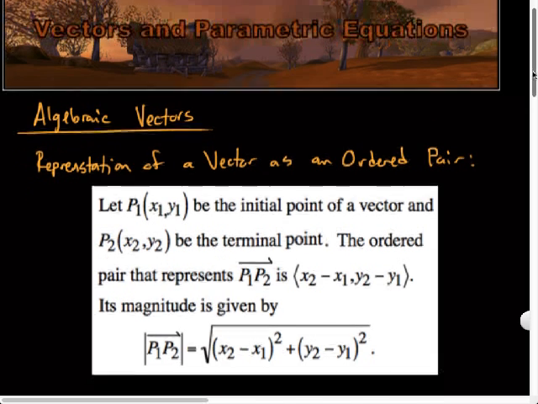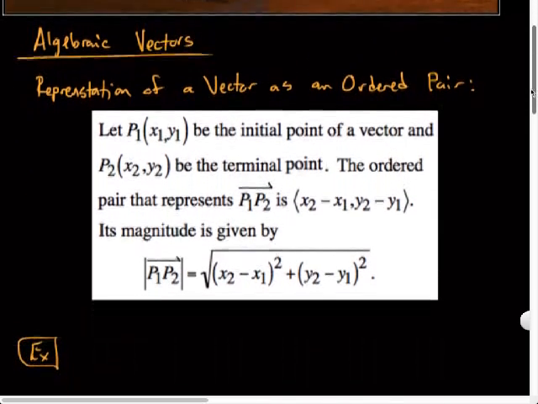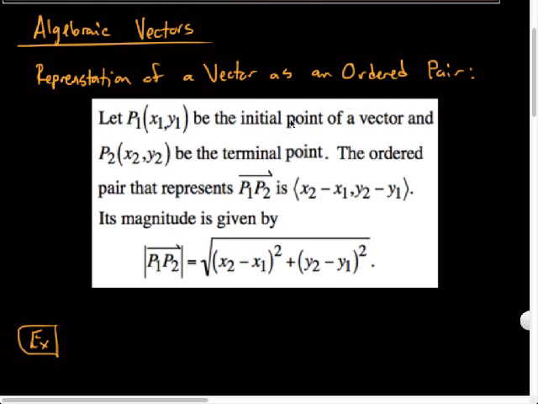For starters, I've got this little representation of a vector as an ordered pair. If I've got 2 points and I want to talk about the vector that starts at point 1 and ends at point 2, the direction matters. So vector P2P1 is different than vector P1P2, for instance.